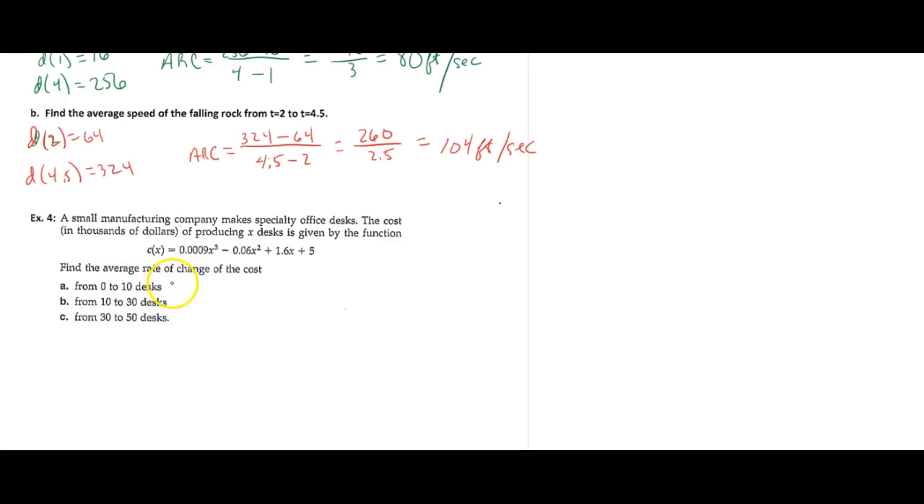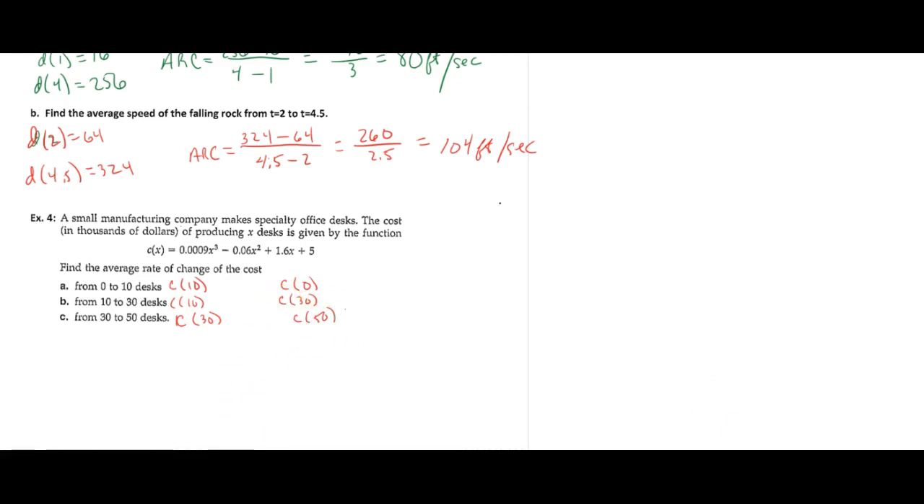So the first thing we have to do is evaluate C of 10, then evaluate C of 0. Sorry, I could have done that in a different order. Here I have to evaluate C of 10 and then C of 30. Then down here I still need to find C of 30, and then C of 50. And then I have to calculate the average rate of change.